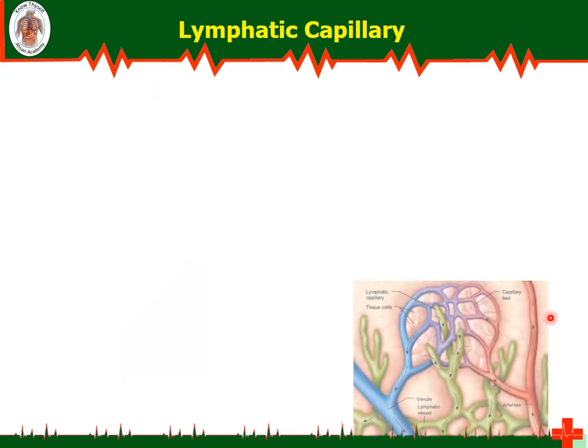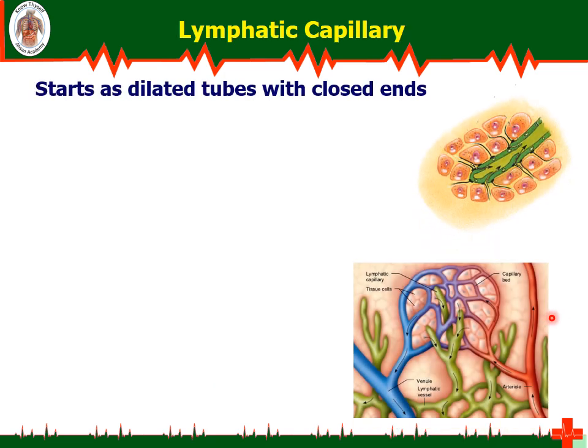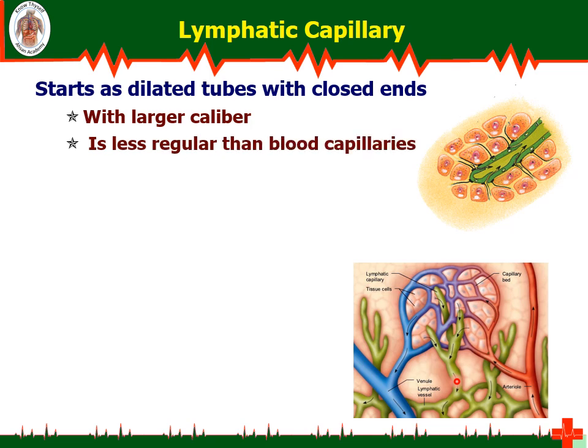The lymphatic capillary starts as a blind-end tube. This is a bit different from the blood capillaries. They have a larger caliber. You see, they start as a blind end, but a blood capillary is a continuous vessel that starts from the arterial end and continues to the venous end. Lymphatic capillaries are larger in caliber and more irregular than the blood capillaries.